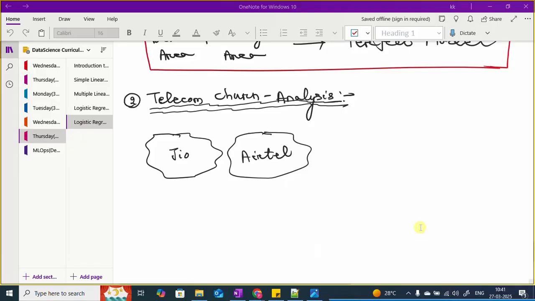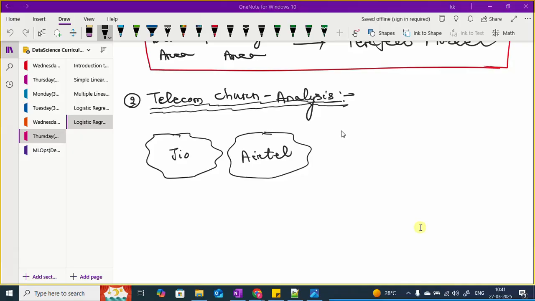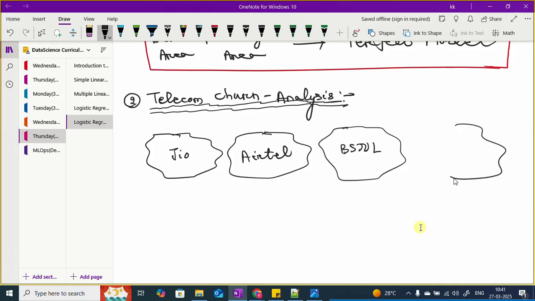So we have Airtel. Then BSNL. Then we have Vodafone and others. I'm writing others. Others means including Vodafone, Idea, whatever. Okay. Now guys, tell me one thing, what do you mean by churn?